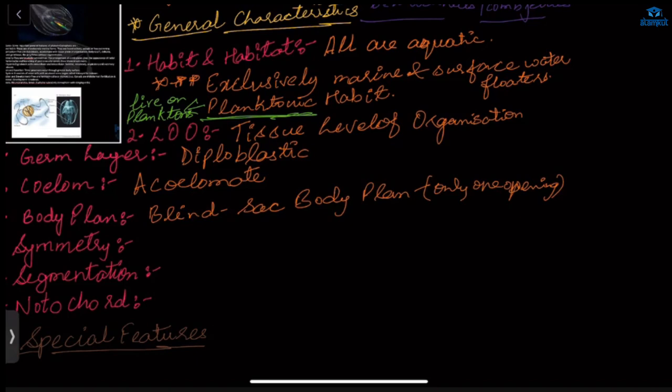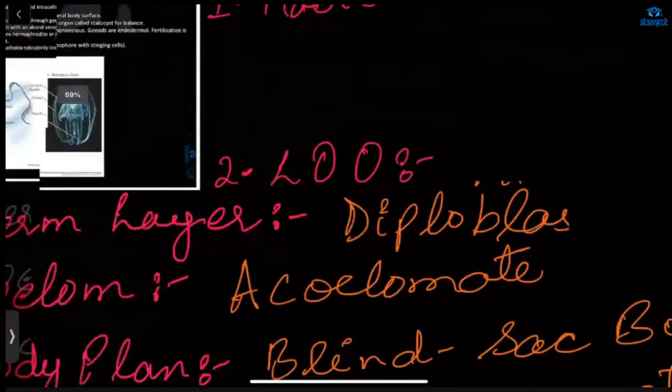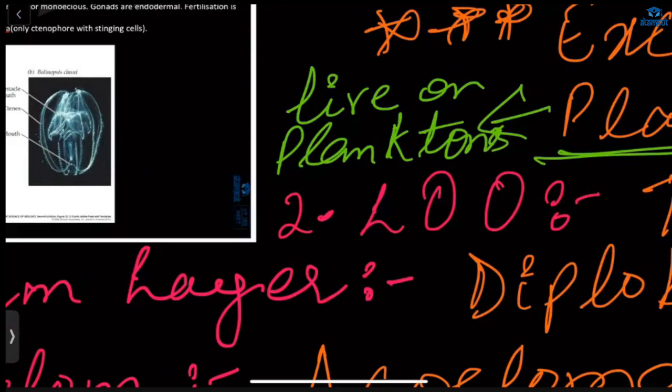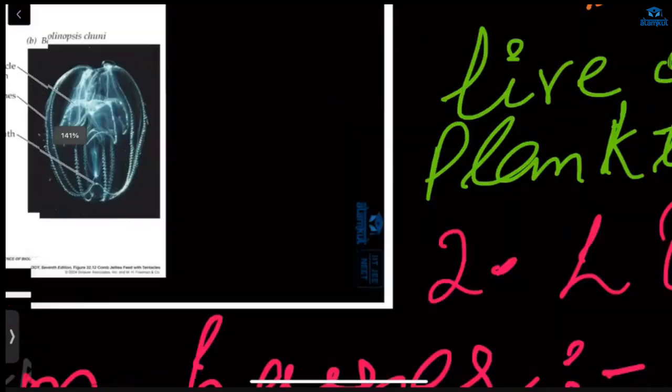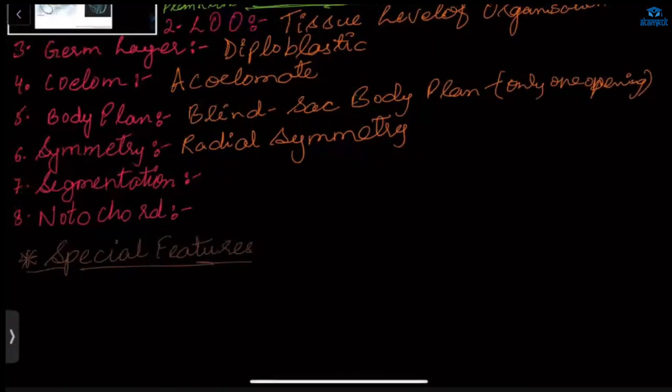Next is symmetry. As in the Porifera, radial symmetry was there, here also radial symmetry will be there. So radial symmetry. Next is segmentation. Do you see from the figure any segmentation, means any division of body you can find? Yes or no? From the figure, do you find any partition in the body? Sana, yes or no? No, ma'am. Okay, so no, therefore segmentation will be absent. And notochord, I have explained that all the phyla before Chordata will have no notochord. So notochord is also absent.